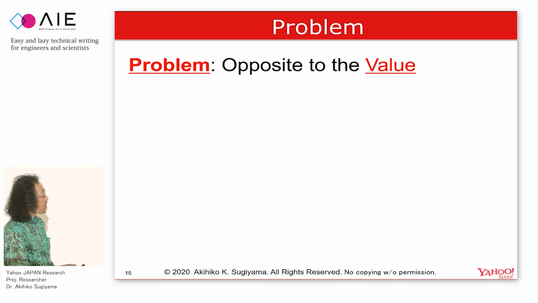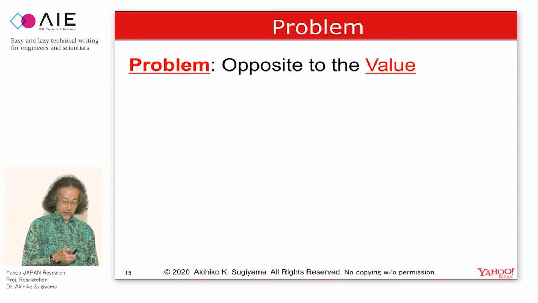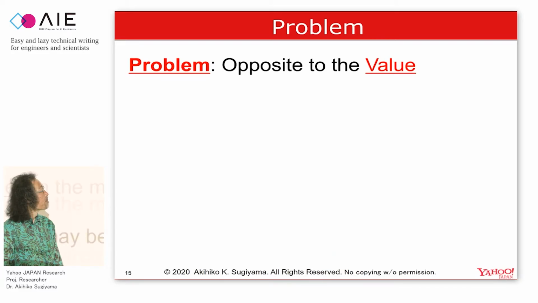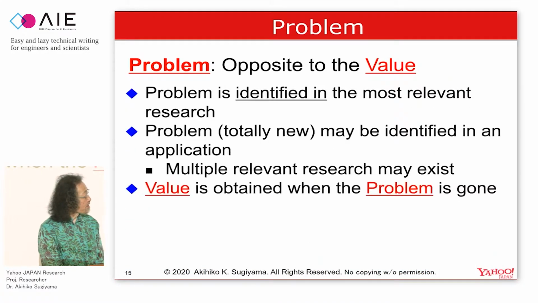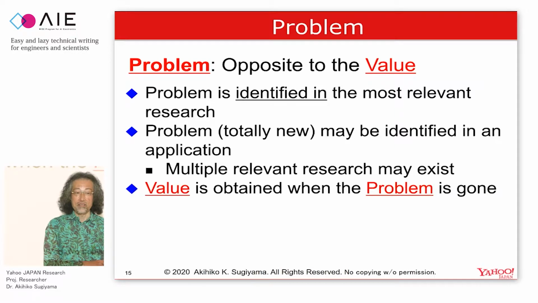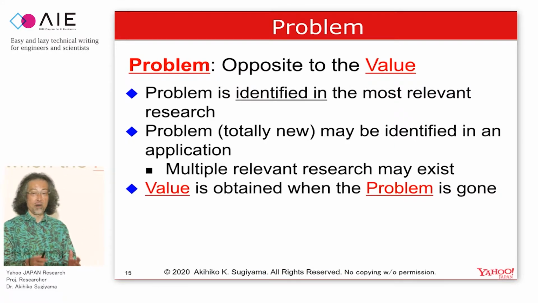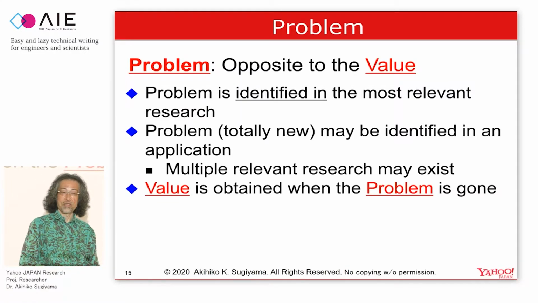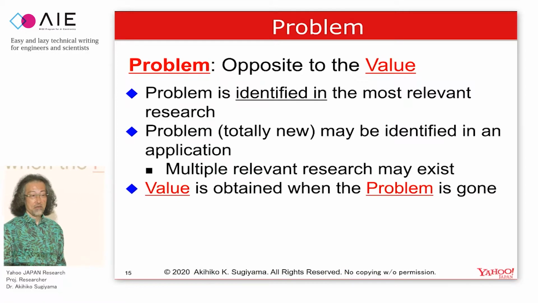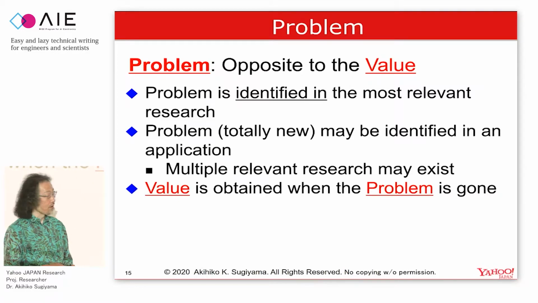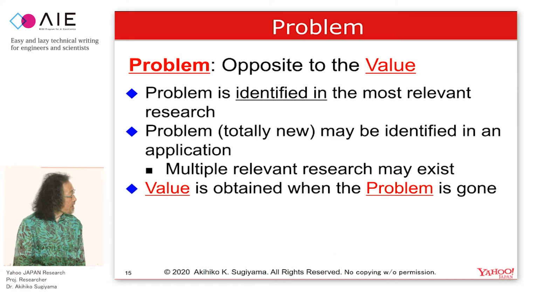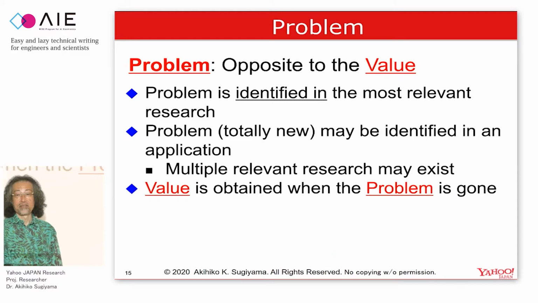The next thing is the problem. This is again opposite to the value. So once you have identified the value of the research, it's easy to identify the problem. The problem is identified in the most relevant research. The problem is what the most relevant research has in itself. So that's why you are going to solve it. That's why you have solved it.